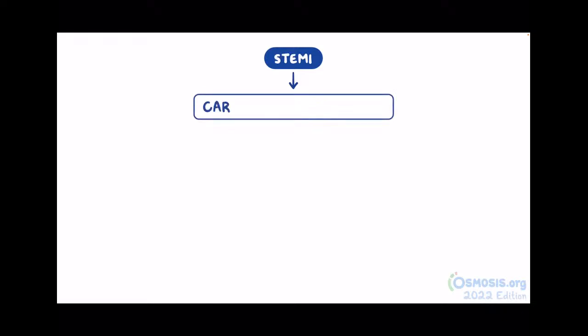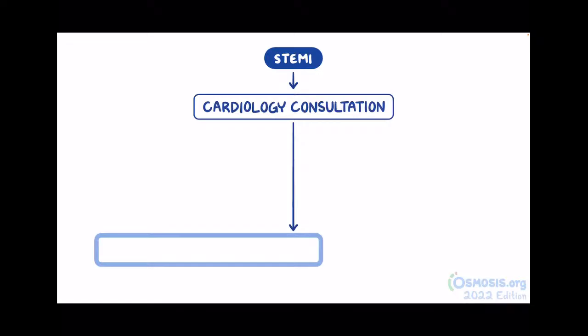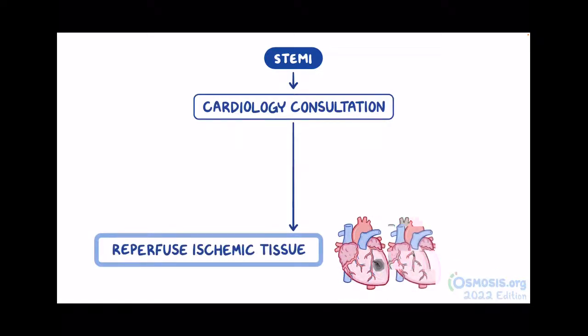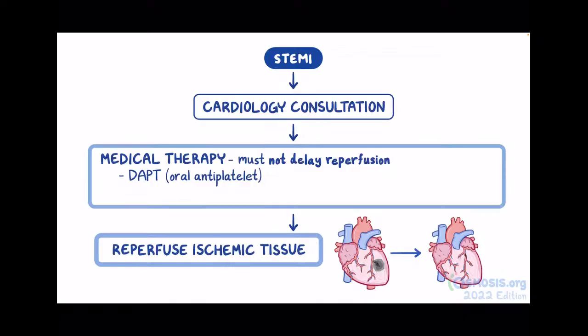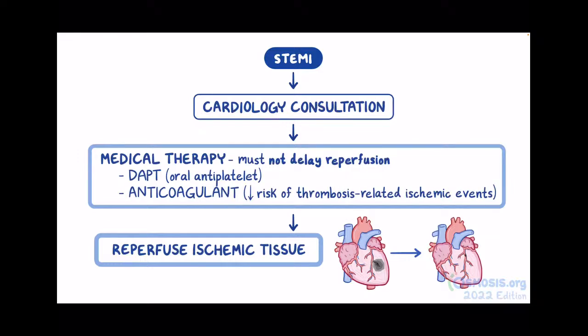Once a STEMI diagnosis is made, get a cardiology consultation to help guide management steps. The primary goal of treatment should be to quickly reperfuse the ischemic tissue to limit myocardial necrosis. But first, additional medical therapy needs to be given as long as it does not delay starting reperfusion therapy. All patients should receive dual antiplatelet therapy, or DAPT, which includes adding an oral antiplatelet medication on top of the aspirin they have already received. Similarly, they should also receive an anticoagulant to reduce the risk of thrombosis-related ischemic events. Now, let's look at the options for reperfusion therapy.